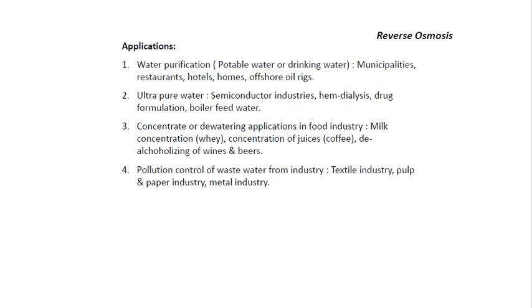Reverse osmosis is used for municipal waters, for purifying river water and groundwater, and also for sea water. So it will produce potable drinking water from groundwater, river water, or sea water in the different applications. Second is the production of ultra pure water.